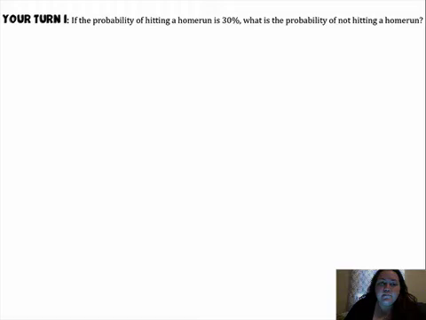Alright, your turn. So on these your turn ones, I want you to try to pause them and see if you can figure them out. And then I'm going to quickly go through the answer. So if the probability of hitting a home run is 30%, what's the probability of not hitting a home run?